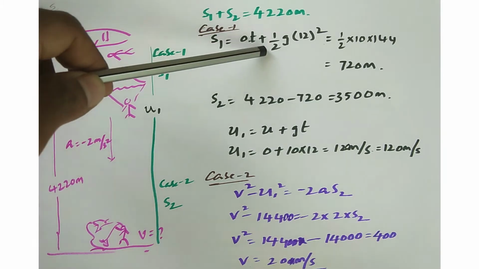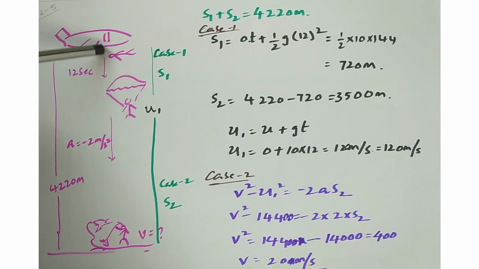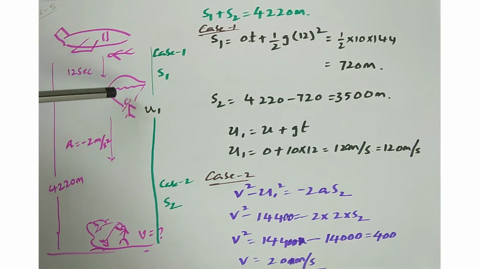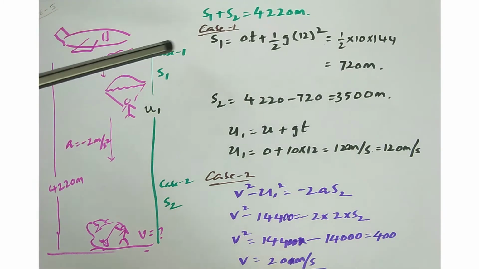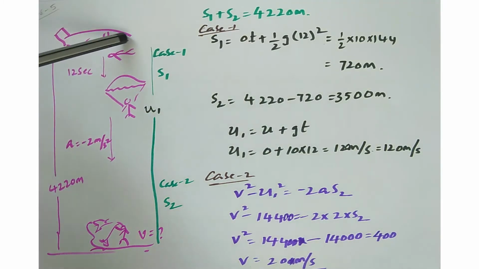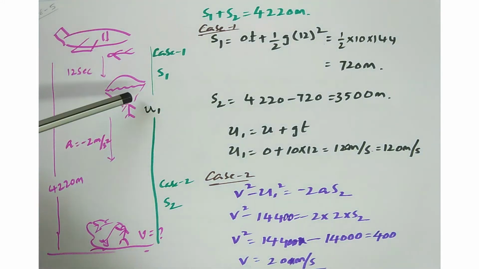That's why S1 equals ut plus half gt squared. Here to here is under the influence of gravity only. Here to here he is under the influence of parachute and gravity. So here it is 0t plus half into g into t squared, where the time is 12 seconds. I got 720 meters. Now what is S2?